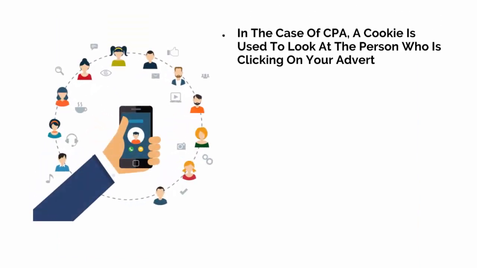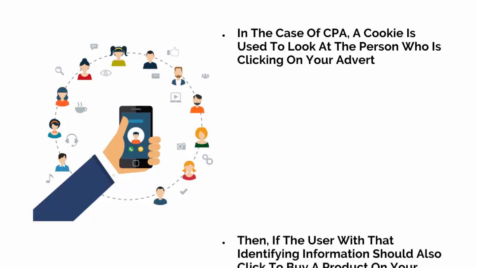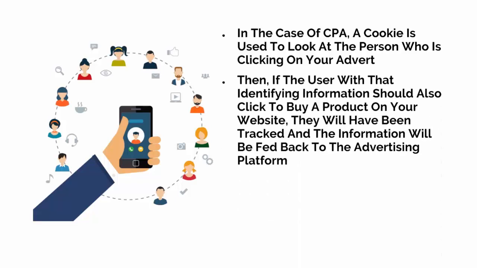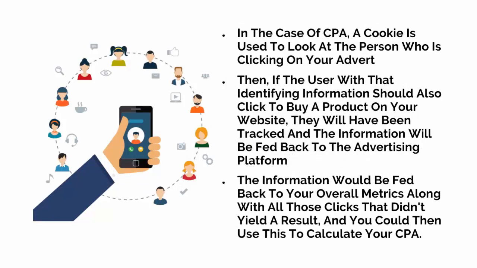In the case of CPA, a cookie is used to look at the person who's clicking on your advert. Then, if the user with that identifying information should also try to buy a product on your website, they will have been tracked, and the information will be fed back to the advertising platform. In a scenario where you only paid for each acquisition, you would then pay for those clicks only. More likely, the information will be fed back to your overall metrics along with those clicks that didn't yield a result, and you could then use this to calculate your CPA.